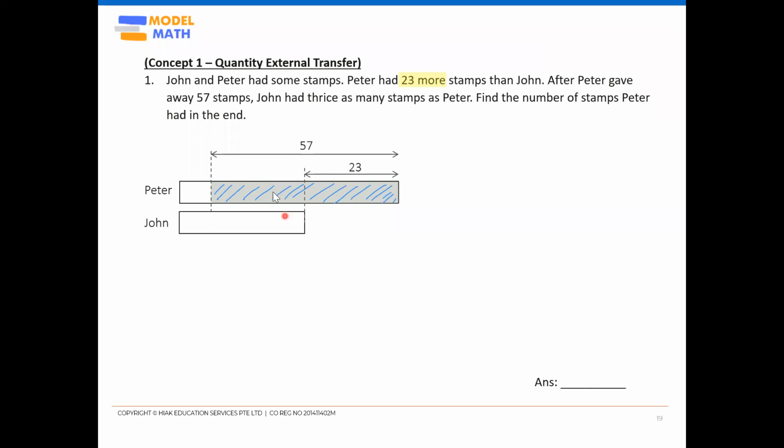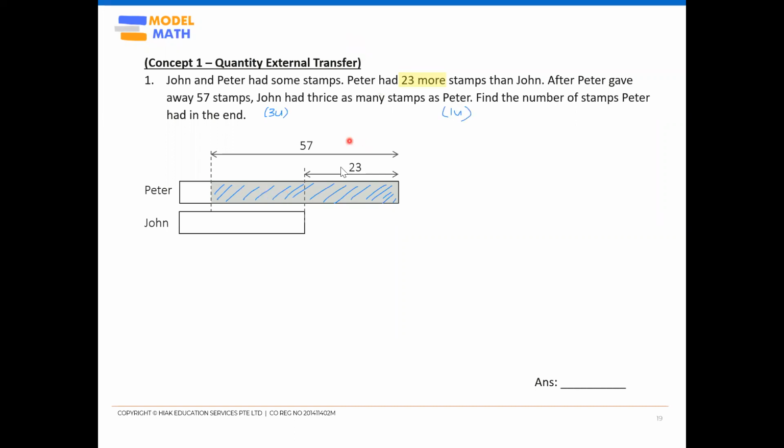Now, once I shade away 57, in the end, what happened is that John would have thrice as many stamps as Peter. So if John has thrice in the end, what it simply means is that in the end, John must have 3 units worth of stamps. Peter will have 1 unit worth.